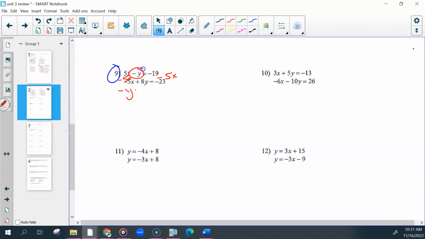We have negative y equals negative 5x minus 19. But y isn't by itself. We have to get it by itself by dividing everything by negative 1. So we now have an equation that is solved for y. And we're going to take that equation and substitute it into the other one.